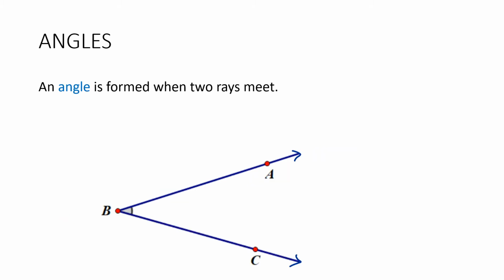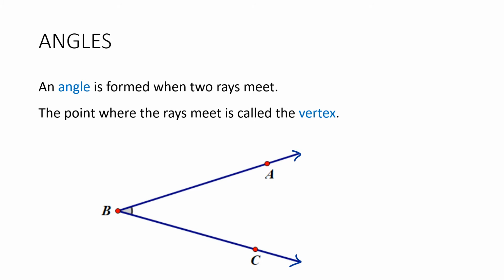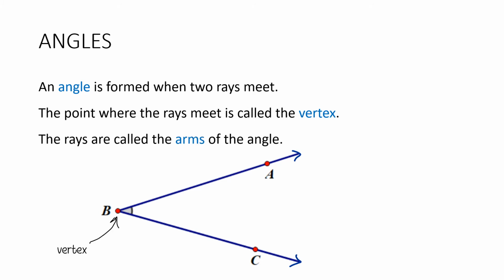Okay, we're up to angles. An angle is formed when 2 rays meet. And you can see that here. We've got the ray AB and the ray CB, and they both meet at this point B. The point where the rays meet is called the vertex. And the rays are called the arms of the angle. And so the arms of this particular angle are AB and CB.